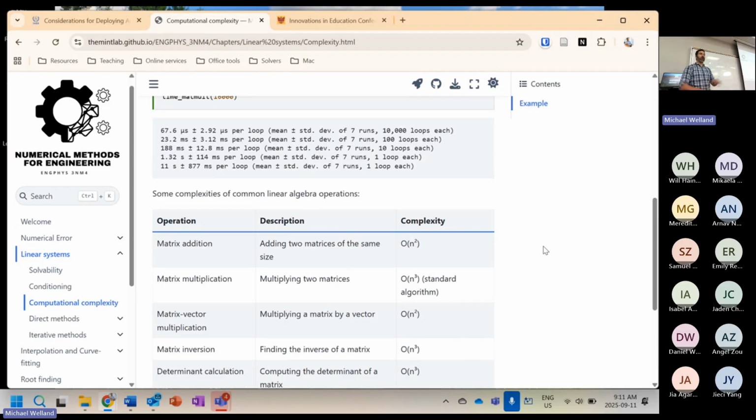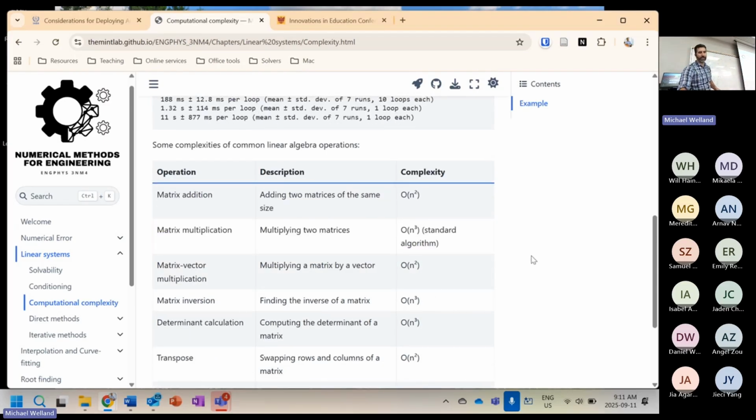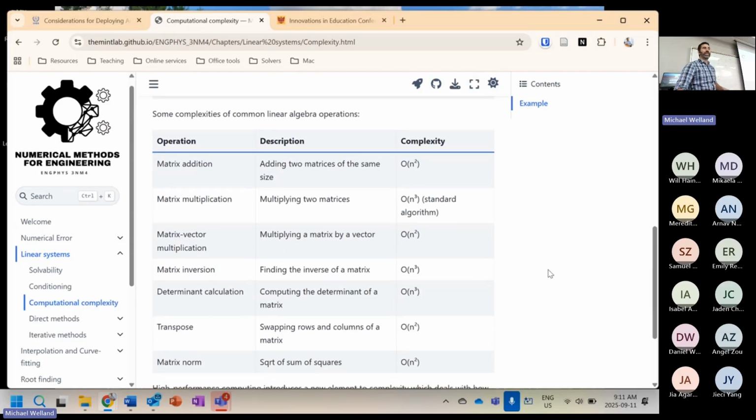Anyway, some common things. What if you add two matrices? This guy, 1. This guy, 2. This guy, 3. This guy, 4, 5, 6, 7, 8, 9. n squared. Everybody see that? Excellent. Matrix multiplication, standard algorithm. Matrix-vector multiplication, when you have an n by n matrix times a vector of size n, you calculate that out, it happens to be order n squared, right?